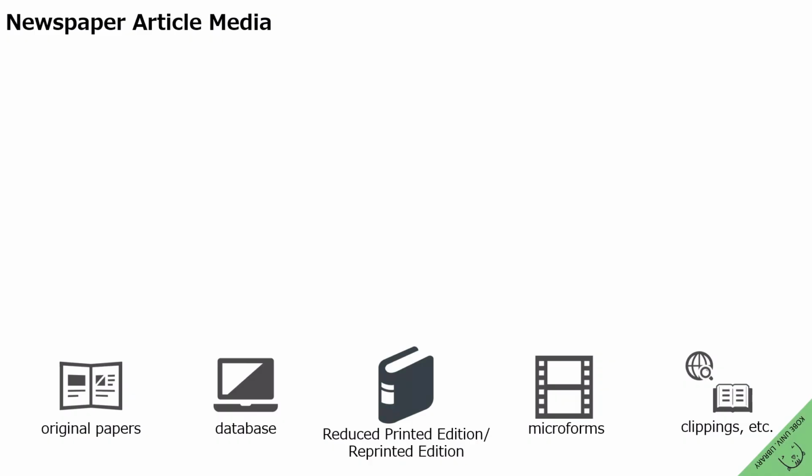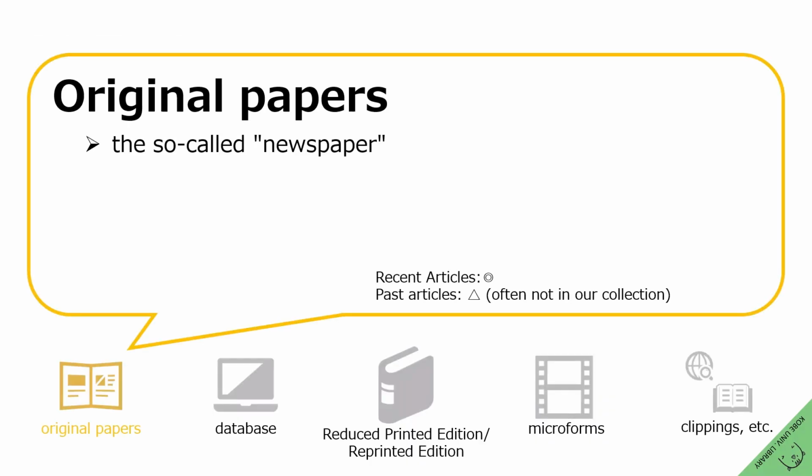Newspapers and newspaper articles are preserved and provided in a variety of media, including original papers, databases, reduced printed edition, reprinted edition, microforms, and clippings. The original paper is the so-called newspaper itself.